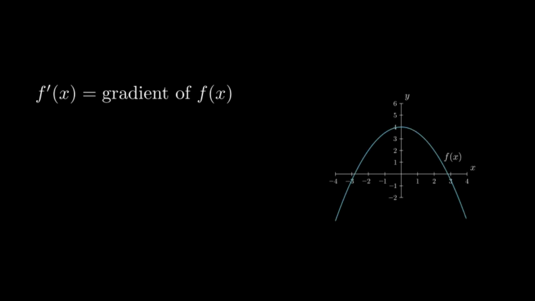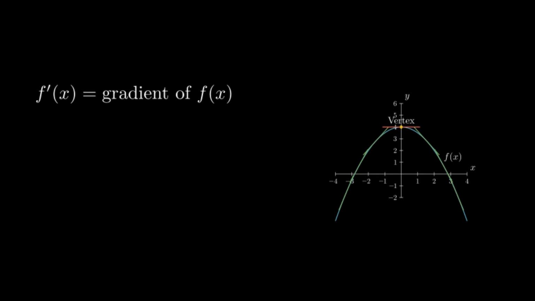Consider this function, f of x. It's a downward opening parabola. Let's think about its gradient. On the left side, as we move from left to right, the function is rising, so the gradient is positive. Notice these tangent lines. They all have a positive slope. At the very top, at the vertex, the tangent line is horizontal. This is a stationary point, and its gradient is 0. On the right side, the function is falling, so the gradient is negative. Here, the tangent lines all have a negative slope.